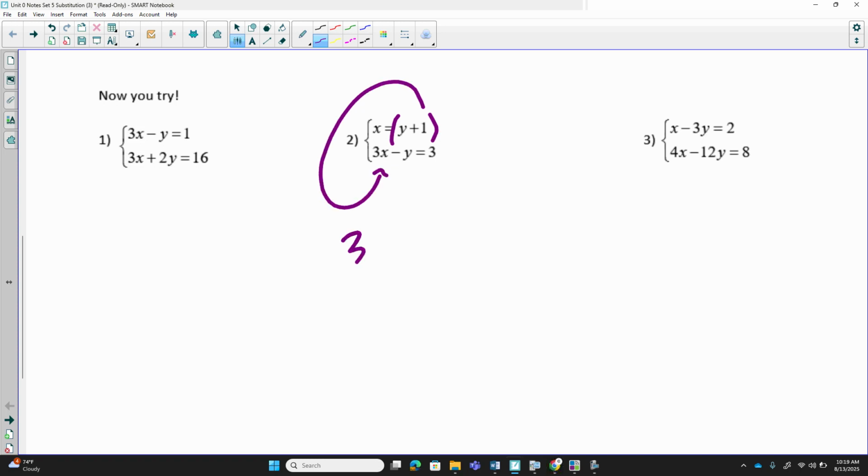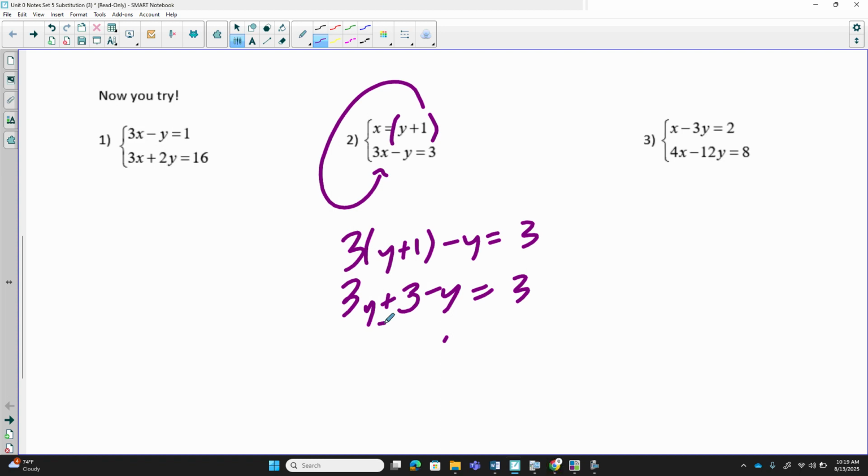So I knew y plus 1 minus y equals 3. Distribute: 3y plus 3 minus y equals 3. I'm going to subtract the 3 from both sides. I get 0 equals 3y minus y, which gives me 2y.